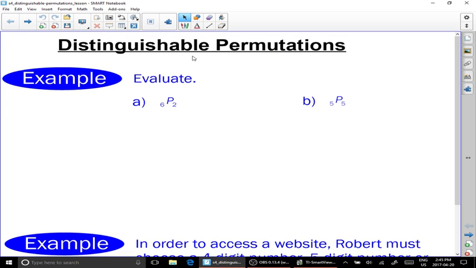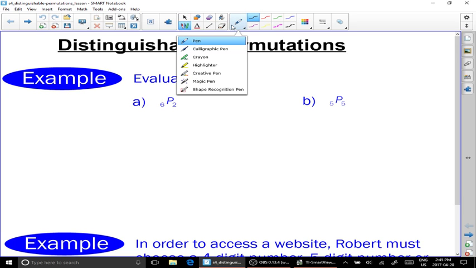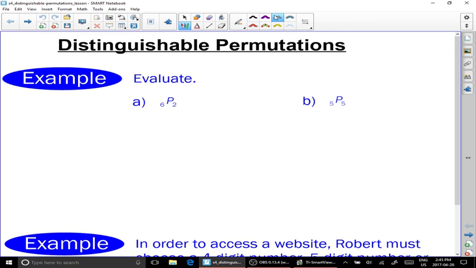All right, students, today we're looking at distinguishable permutations. So what does distinguishable mean? Distinguishable means we can tell things apart. So if I had something that looked like a star, flower, happy face, and a snowflake, those are all distinguishable. They're all different from one another.